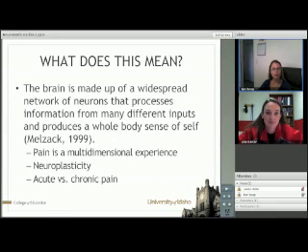Okay, we've talked about a lot of big terms, so what does this all mean? And how can we explain it? Well, basically, the brain is made up of a widespread network of neurons that processes information from many different inputs and produces a whole body sense of self. The brain processes are normally activated and modulated by inputs from the body, but they can also act in the absence of these inputs and instead on the experience and memory of the inputs.